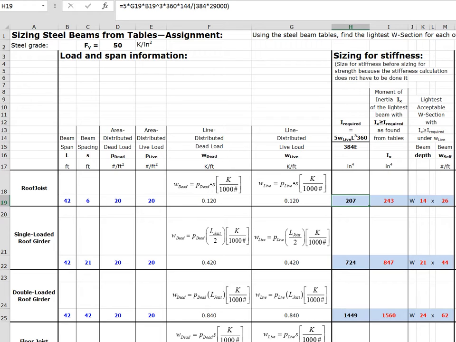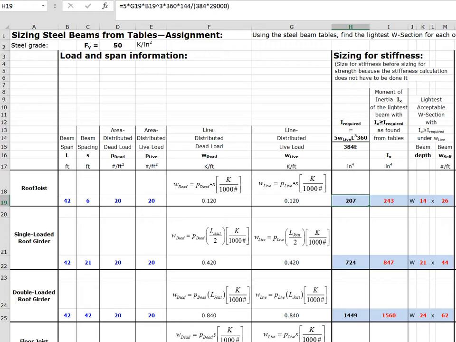What we need to take care of next is sizing for moment strength. Moment strength is going to be based on full factored load, including the self-weight of the beam. So we could size the beam and just barely find a beam that works, and then the self-weight of the beam might push it over the edge and not make it work, in which case we have to iterate and go to the next higher beam.